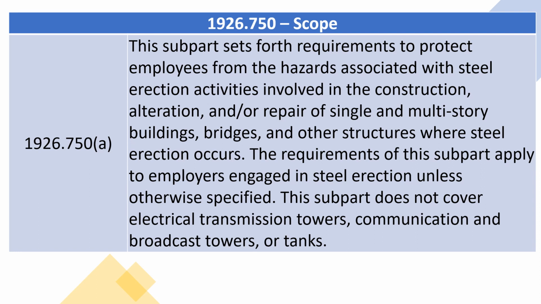1926.750(a). This subpart sets forth requirements to protect employees from the hazards associated with steel erection activities involved in the construction, alteration, and/or repair of single and multi-story buildings, bridges, and other structures where steel erection occurs. The requirements of this subpart apply to employers engaged in steel erection unless otherwise specified. This subpart does not cover electrical transmission towers, communication and broadcast towers, or tanks.